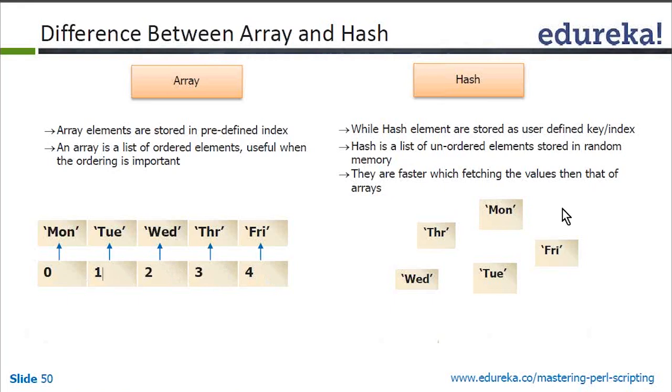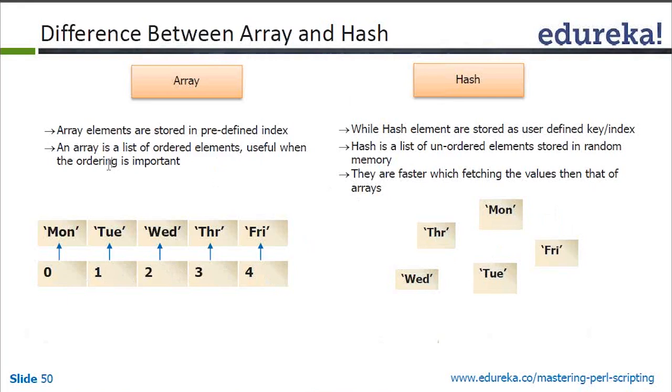But hash is not like that. Hash has values associated to keys, and where these values are stored in memory, no one knows. This is a mapping of keys and values, stored internally by the Perl interpreter. How Perl identifies this is internal to Perl. But this is how hash and array are different. Array elements are stored in a predefined index, and an array is a list of ordered elements, useful when ordering is important.